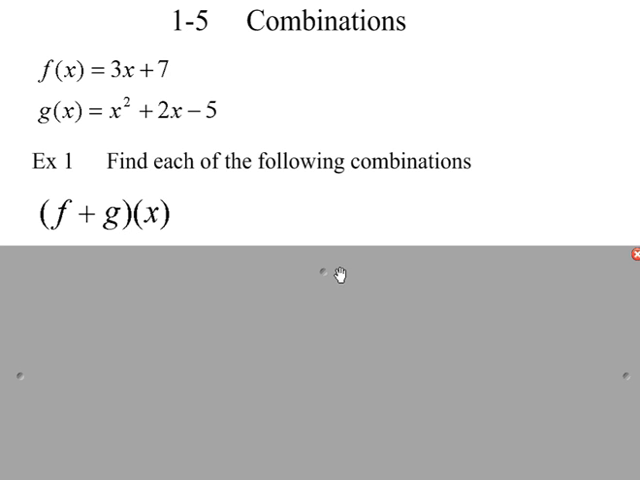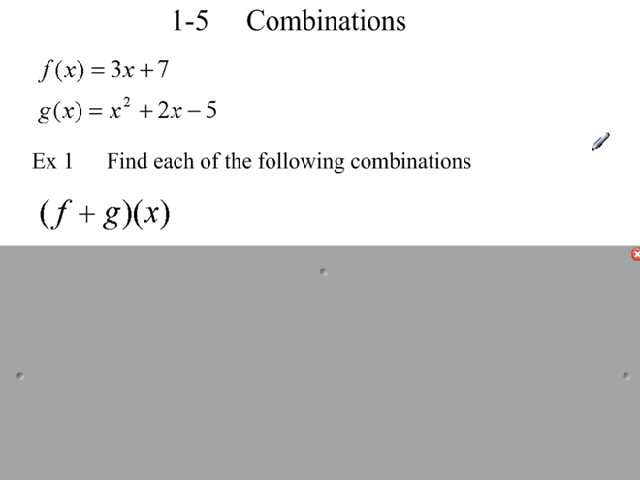Well, hello once again. Our next notes are on what's called combinations. This is section 1-5 in your textbook. We're going to start with a couple functions here. So I just came up with a couple f of x and g of x. So why don't you jot those down? Once you've jotted those down, actually pause the video, jot those down, then come back to the video.